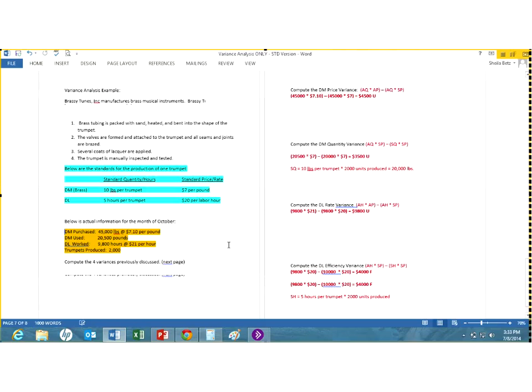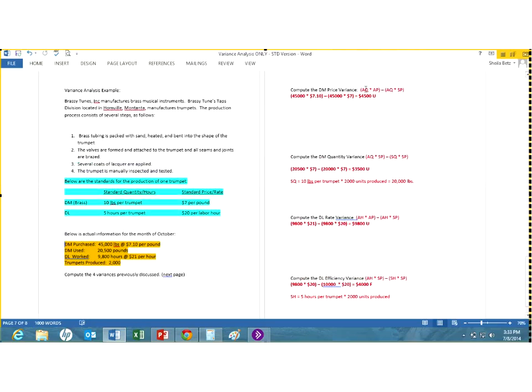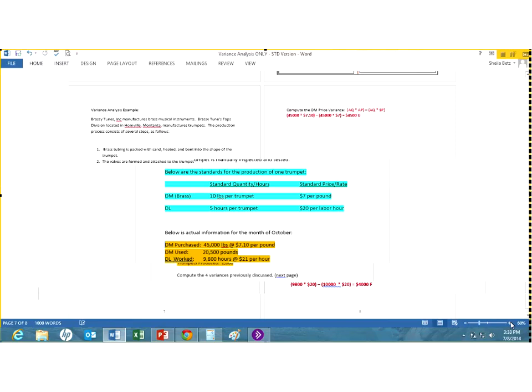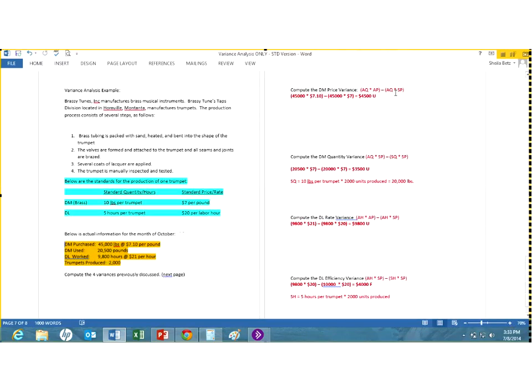So let's look at the direct material price variance first. We're going to look at the actual quantity purchased times the actual price, minus the actual quantity purchased times the standard price. So actual quantity information, we're going to look at the yellow. So they purchased 45,000 pounds at the actual price of $7.10. Then we're going to subtract the actual quantity purchased, the 45,000 pounds, at the standard price, which is here at $7 per pound. And if we do the math, we come out to 4,500.